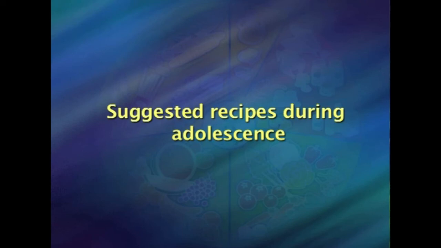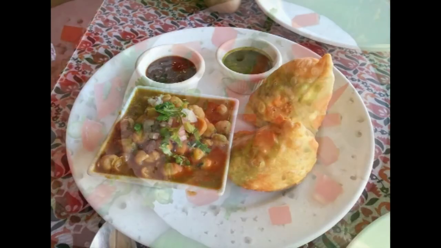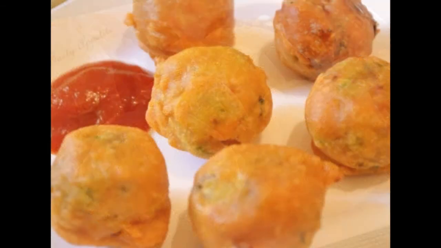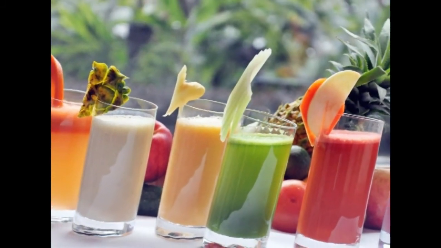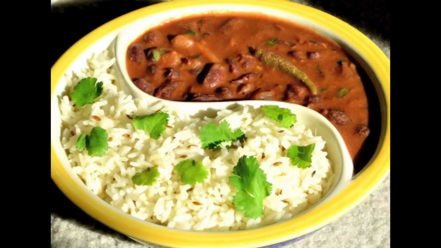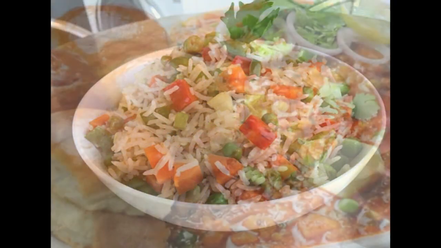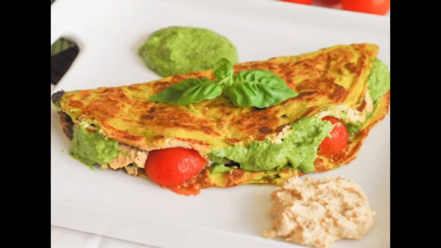Suggested recipes during adolescence: samosa with chana, uttappam, bhaji, bonda, spring rolls, basundis, laddus. Instead of carbonated cool drinks, fresh juices can be given. Rice, rajma, vegetable fried rice, pav bhaji, and omelets. The reason to include all these is to meet the calories and protein. Adolescents are fascinated by junk foods, but one can select from these. Rich in calories, protein-rich foods meet growth needs, and vitamin C requirement can be met.